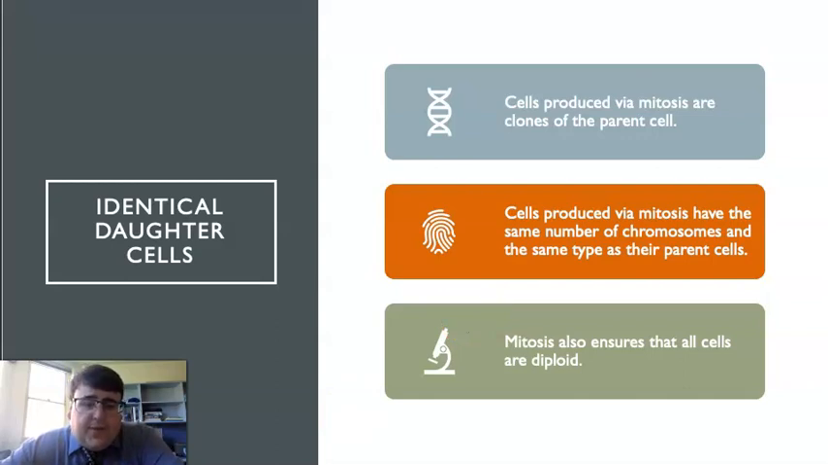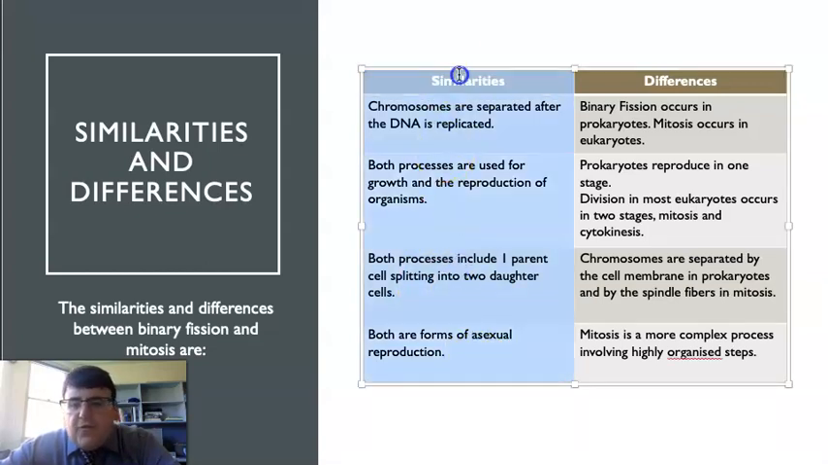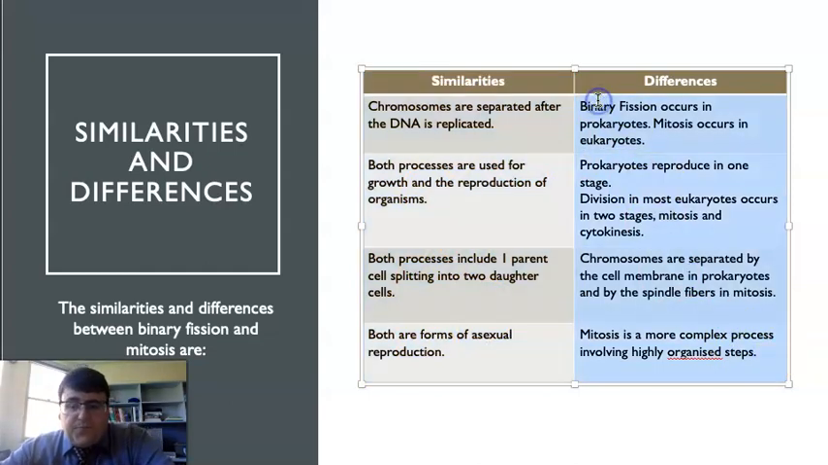Lastly, what we need to do this week is we need to look at the differences and similarities between binary fission and mitosis. So, similarities. In both processes, chromosomes are separated only after DNA is replicated. Both processes are going to be used for growth and reproduction. Both processes include 1 parent cell splitting into 2 daughter cells, and both are forms of asexual reproduction. So if you're ever asked in a test or an exam what's the similarities between mitosis and binary fission, there's your similarities. But there's also some very key differences over here.